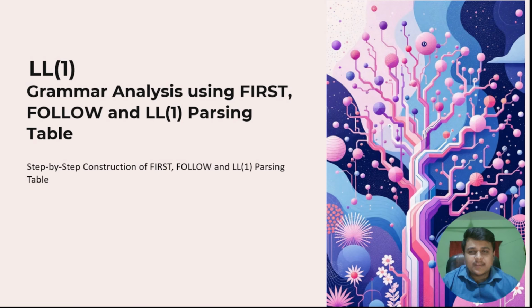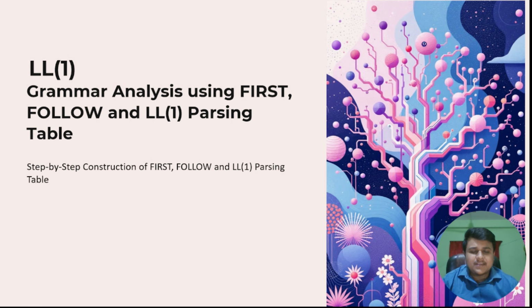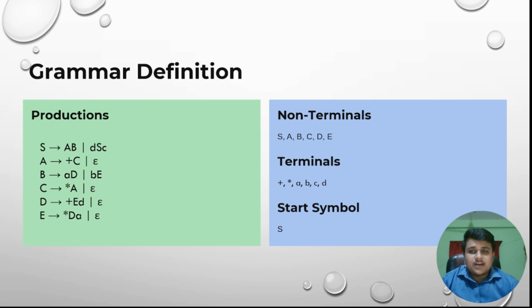My presentation topic is LL1 grammar analysis using First, Follow and the LL1 parsing table. I will explain one example from my assignment and demonstrate the step-by-step construction of First, Follow and the parsing table. So let's start. Here are the productions, where the non-terminals are S, A, B, C, D, and E.